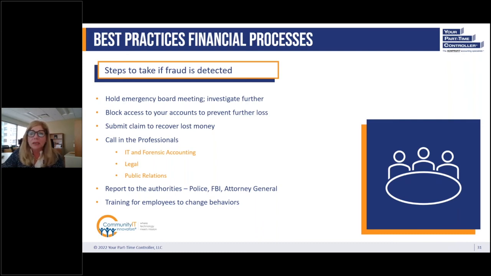There may be other things that they're doing. So you want to block access to accounts to prevent further loss, close the bank accounts, submit the claim to recover lost money, assemble that team. And as a nonprofit, public relations is really important. You may want to show integrity and come clean if there has been a significant breach.